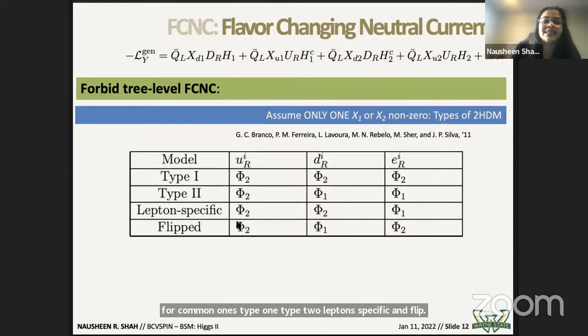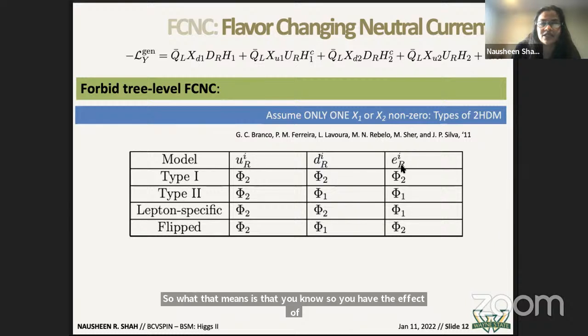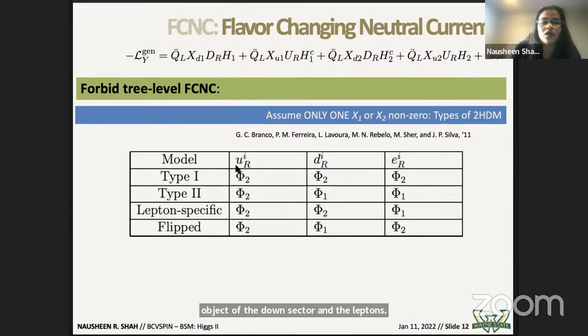So what that means is that you have the up sector, the down sector, and the leptons. You see in here that all of the up sectors couple to only phi 2. The down and the lepton can couple both to phi 2, both to phi 1, phi 2, phi 1, or phi 1, phi 2, okay?